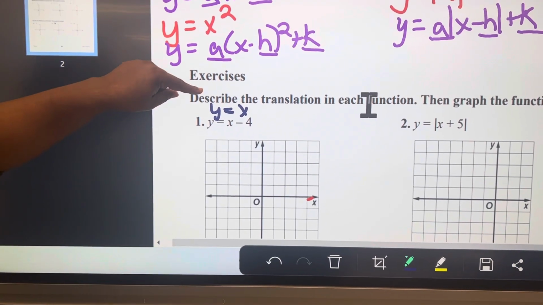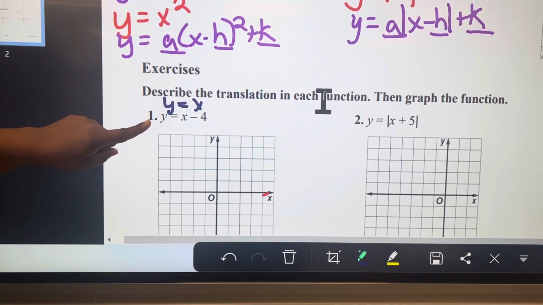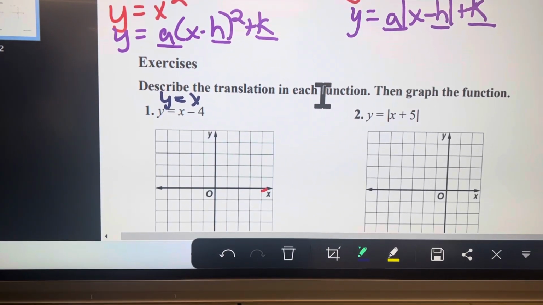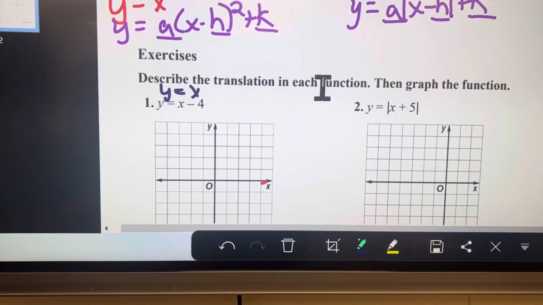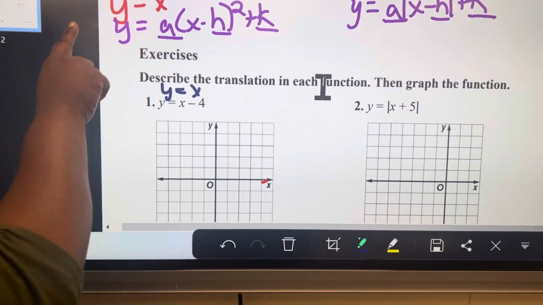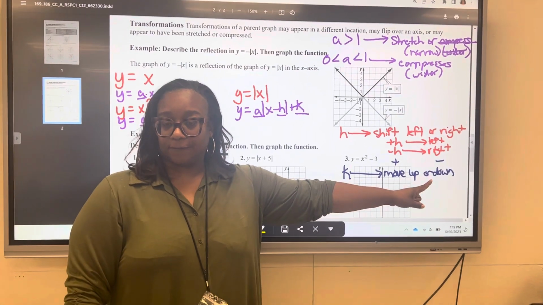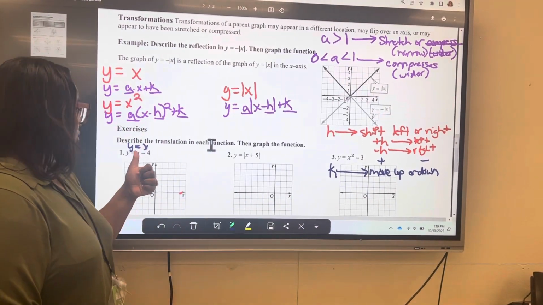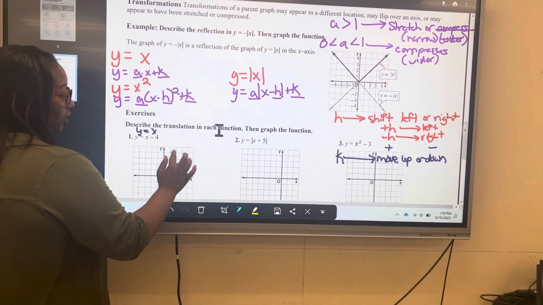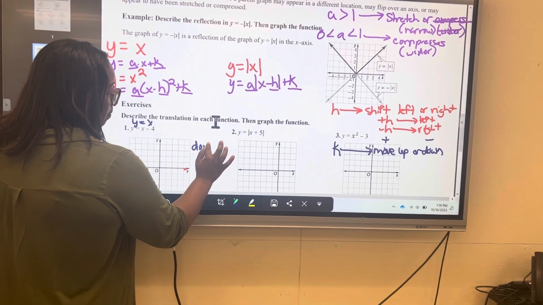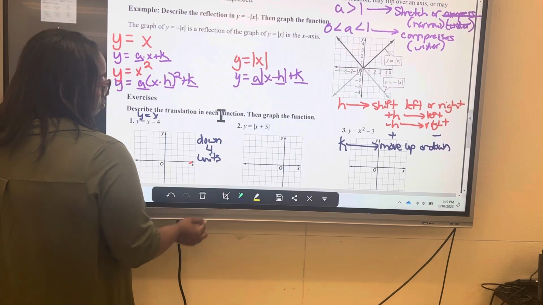So y'all said it's a linear function. So what did I add to this linear parent function? I added a minus 4. Will minus 4 be an H or K? K. It will be a K value. Good job. So if it's K, I'm going to go look at my notes over here on K. K is going to shift that line up or down. It says minus 4. So where's that line going to move? Down 4. And that's all you have to put for me. Down 4 units. That's your answer.